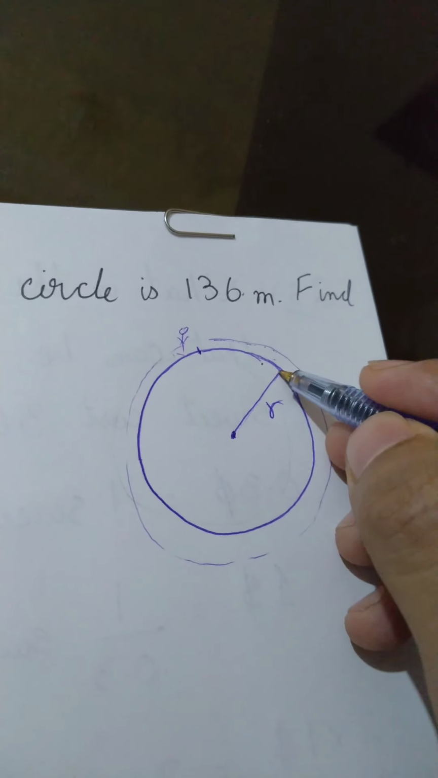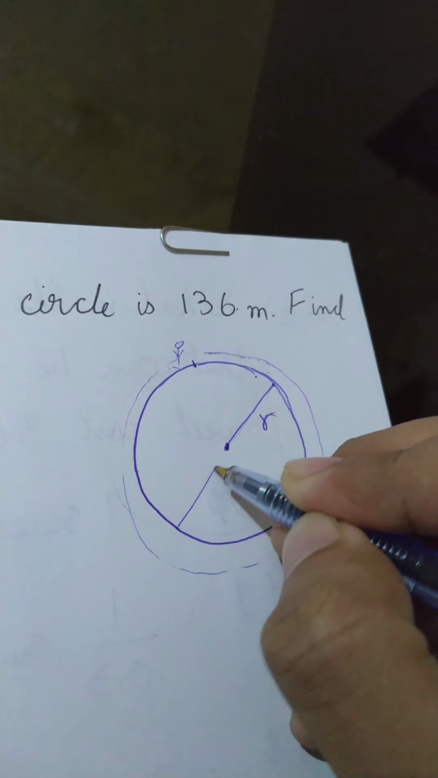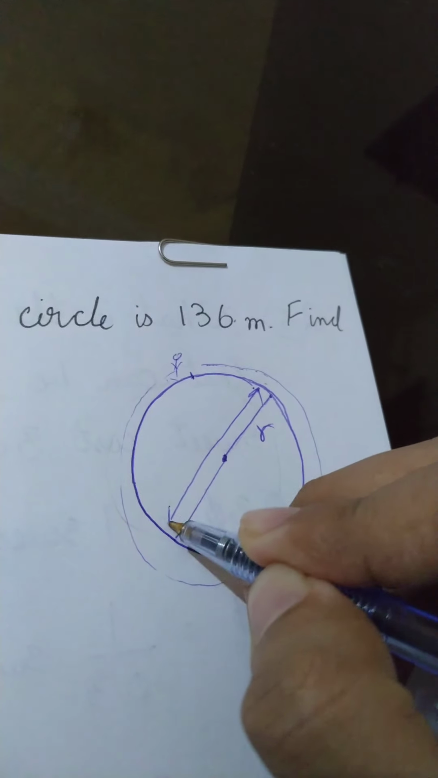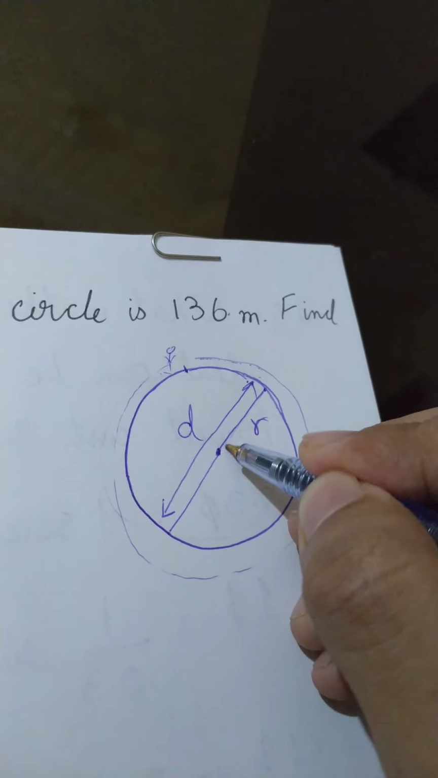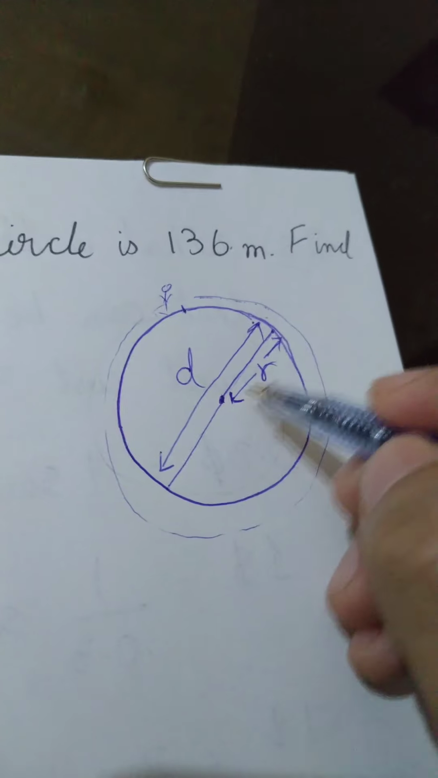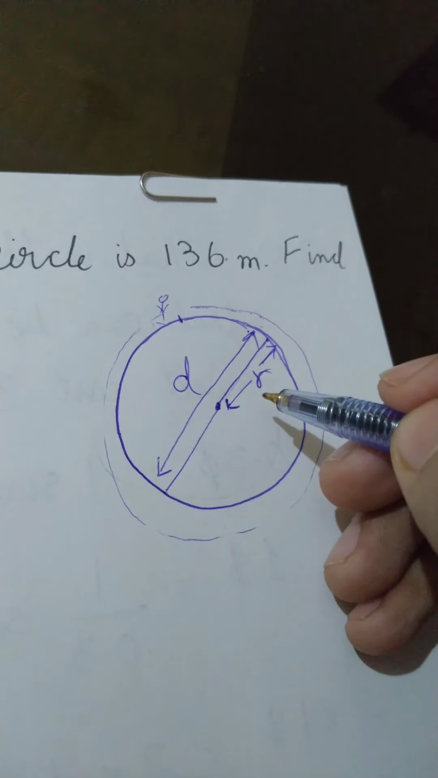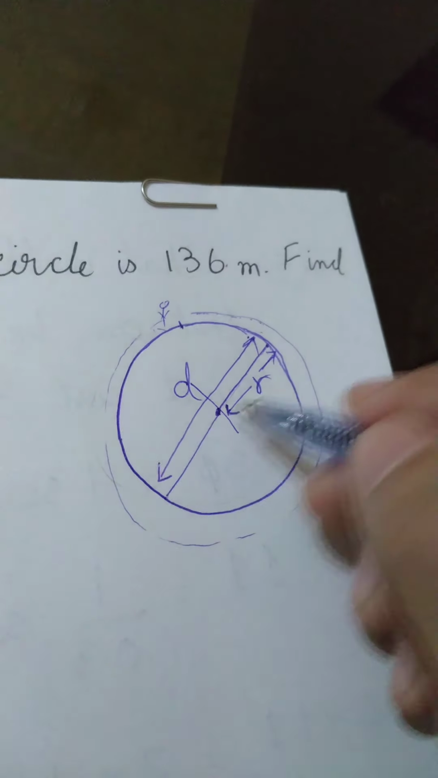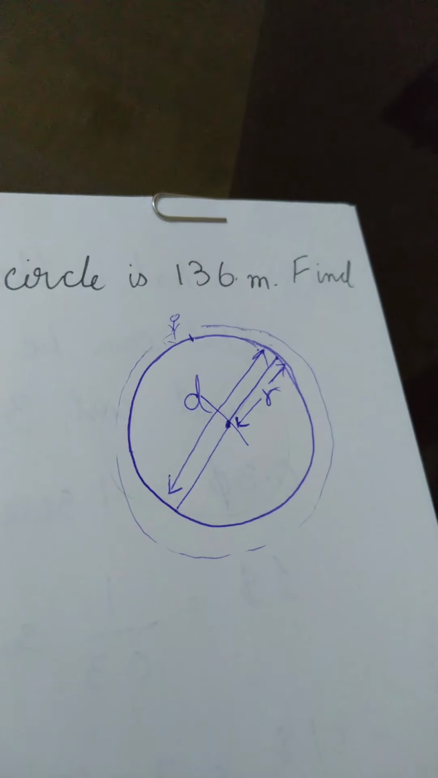Don't be confused between diameter and radius. Diameter is from one edge all the way to the other edge passing through the center. This whole distance from this end all the way to this end is called diameter, whereas radius is from the center to the end point. So radius is smaller, diameter is always bigger. Radius is half of the diameter. These are the basic things you need to understand before solving circular geometry.